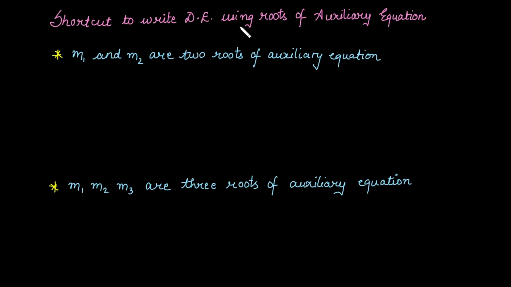Shortcut to write the differential equation using the roots of the auxiliary equation, sometimes also called the characteristic equation. Case number 1. Suppose m1, m2 are two roots of the auxiliary equation. Now we need to create a differential equation from these two given roots. What we can do? First we can write the exact auxiliary equation.